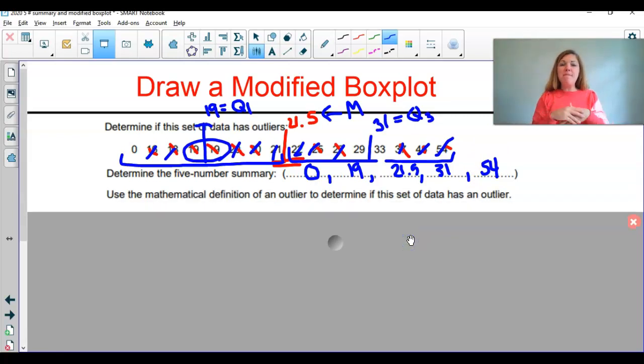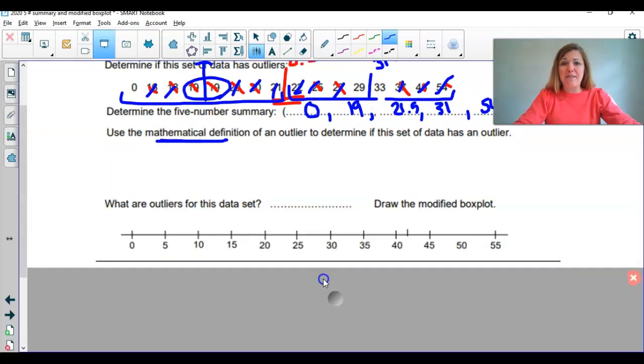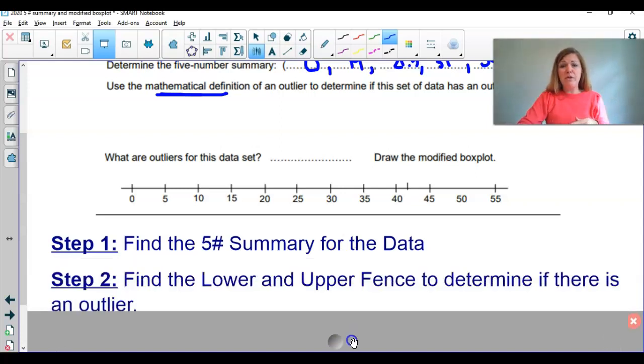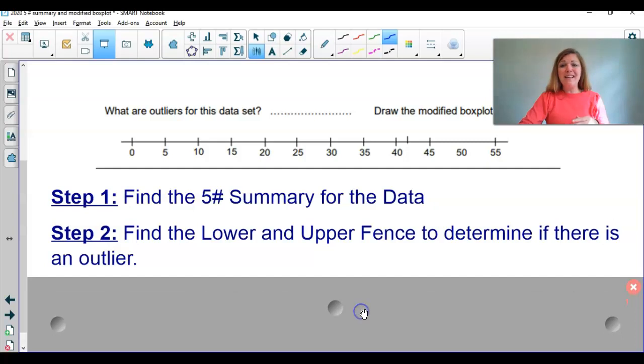Now it says use the mathematical definition of an outlier to determine if the set of the data has an outlier. Well, what is this mathematical definition? How do I do this? So let's go below. I have some steps for us. Okay. Step 1, we need to find the 5-number summary. So we already did that. We just found that 5-number summary.